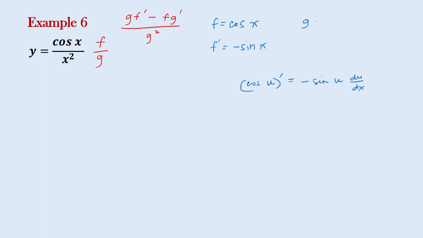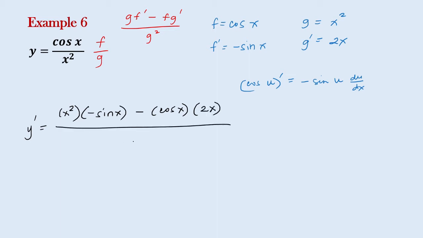And let's say g is equal to x squared. So the derivative of x squared is 2x. Therefore, y prime is equal to, so let us follow this formula, g is x squared times f prime, so that would be negative sine x, minus f, we have cosine x, times g prime, so we have 2x, over the square of our denominator.